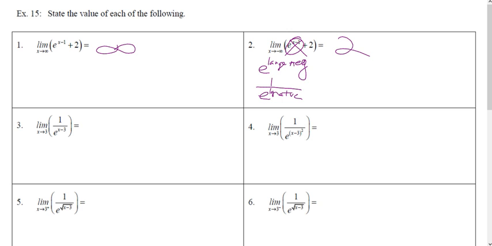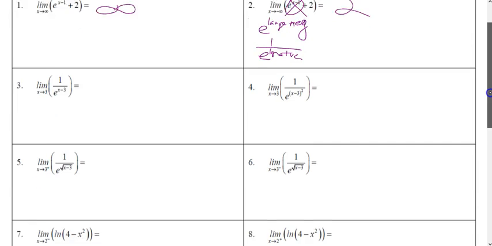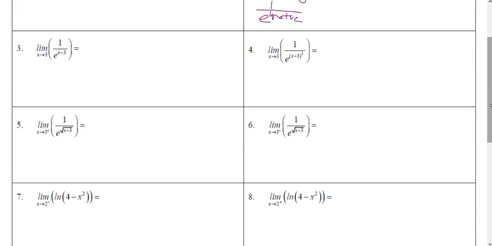Okay. Next one. X approaches 3. Can I put a 3 in there? 3 minus 3 is 0. What's e to the 0? So it's 1 divided by 1? 1. All right. What happens if I put a 3 in there, but this time I square it? It's the exact same thing, right? 3 minus 3 is 0. 0 squared is still 0. E to the 0 is still 1. And 1 over 1 is 1.